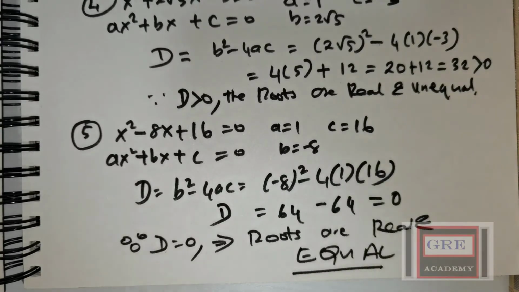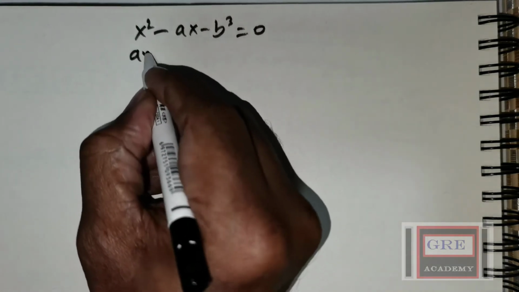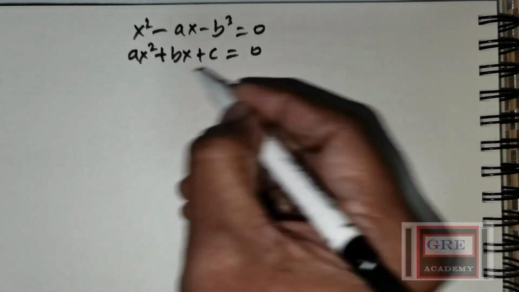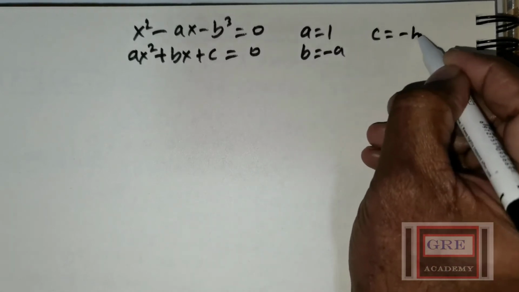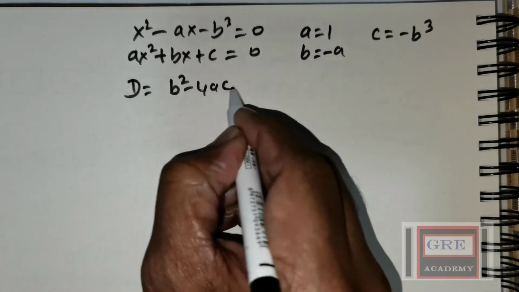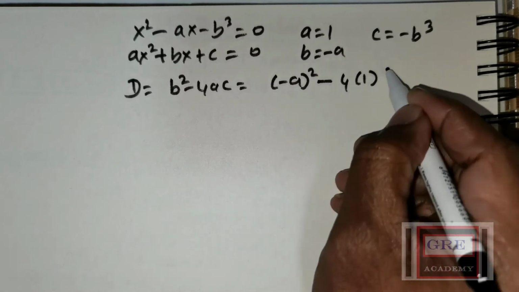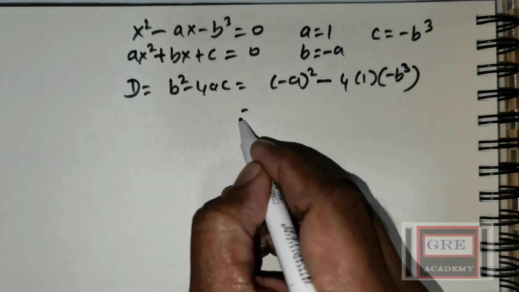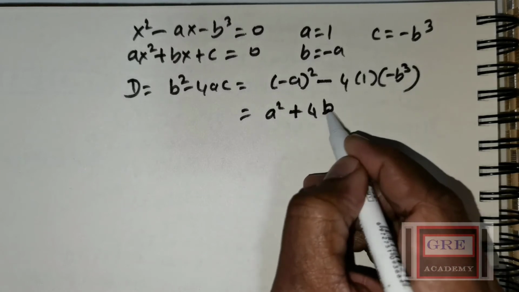So we got one more question to go: x squared − ax − b cubed = 0. So write down this quadratic equation, ax² + bx + c = 0. From here, a is equal to 1, b is equal to −a, c is equal to −b cubed. The discriminant value is b squared − 4ac, which is (−a) raised to the power 2 − 4 times 1 times (−b cubed). So this is going to be a squared + 4b cubed.